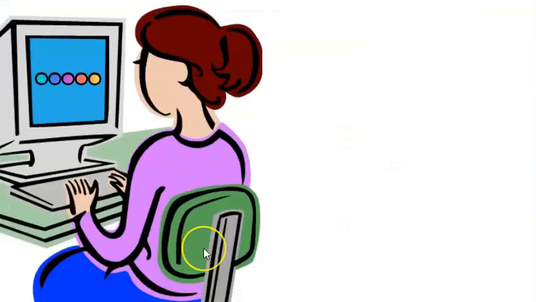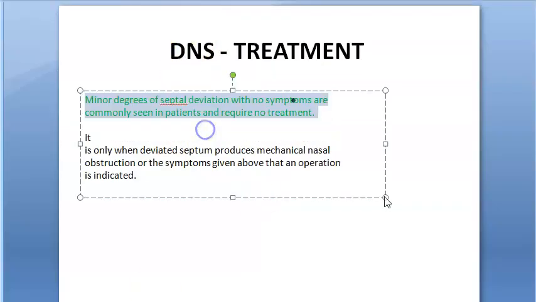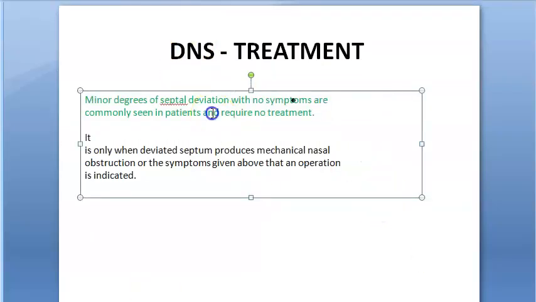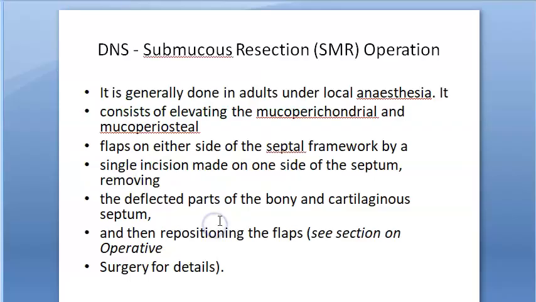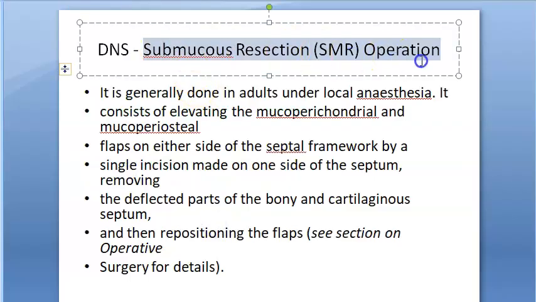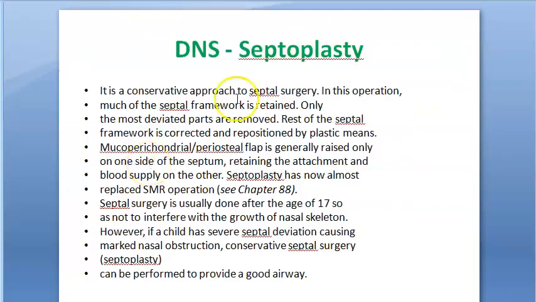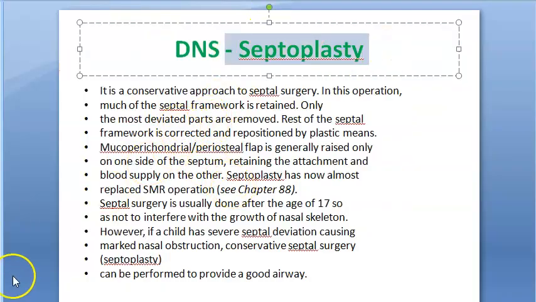Guys, let's move on to treatment now. We already reached the treatment of deviated nasal septum. Basically, guys, if it is a minor deviated nasal septum, you have really nothing to do. There's no treatment required. But only if it is producing some obstruction, or if there are specific problems, then only you will have to give treatment. And what is the treatment? There are surgeries like submucous resection, SMR operation, and the other option is septoplasty, which is much better.